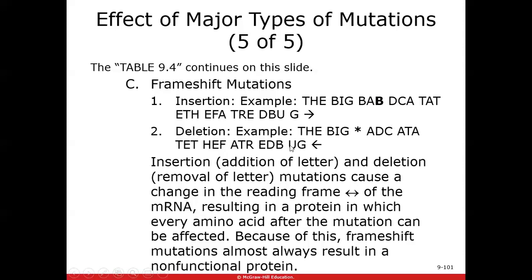Okay? And the deletion, same type of thing. The big, and it should be bad. So BAD would be the next three. The B is gone. So it goes AD and captures the next C. So it's going to be a completely different amino acid. So it causes a change in the reading frame of the messenger RNA, resulting in a protein in which every amino acid after the mutation can be affected. Because of this, frameshift mutations almost always result in a non-functional protein.